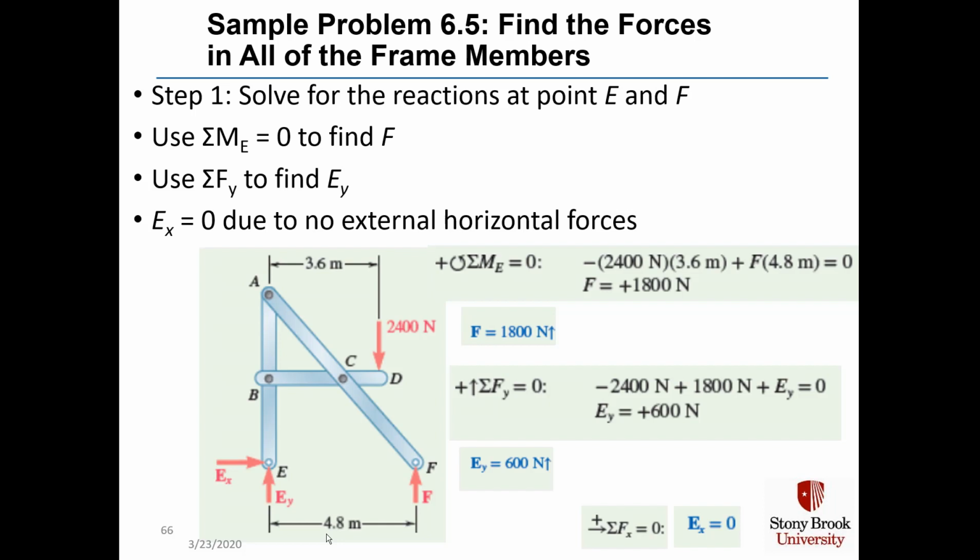When we sum the forces in the y direction and set that equal to 0, we've got F is plus 1,800 newtons up, a 2,400 newton force down, which means EY has to be 600 newtons going up in order to maintain equilibrium. EX equals 0 because there are no external horizontal forces.